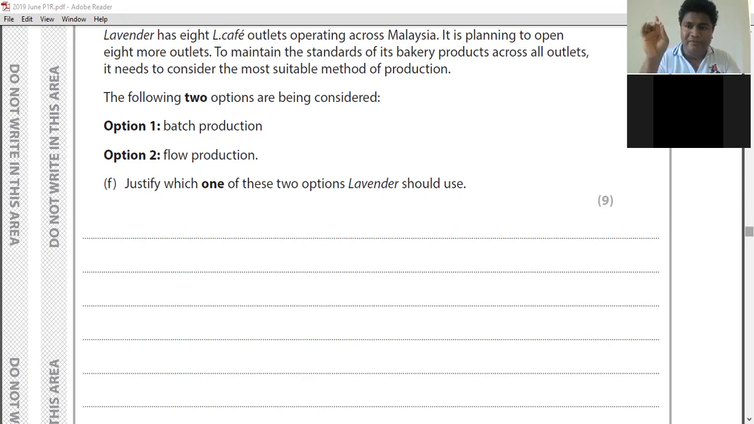No need to waste time on definitions. No need to define batch production. No need to define flour production, because don't waste time on that. Just start with the answer. I go with option 1 because of this, first of all this, second because of this. However, there is a limitation like that, and at the end you can say, anyway, overall batch production is the best option, or flour production is the best option for Lavender to use because of this, justify. However, it depends on this, evaluate. So conclude like that, and then you can go for higher marks in the 9-marker, right?